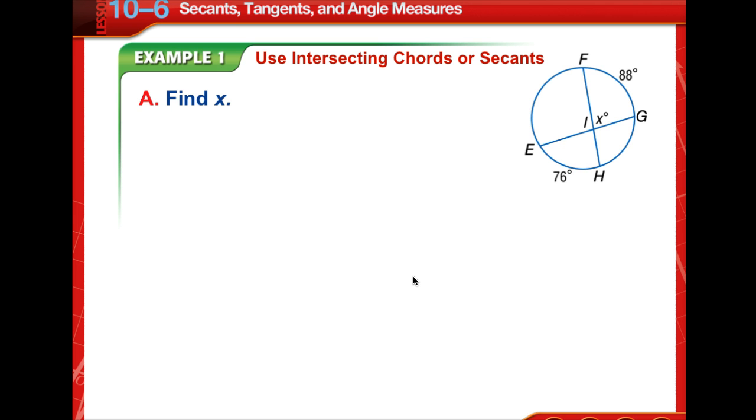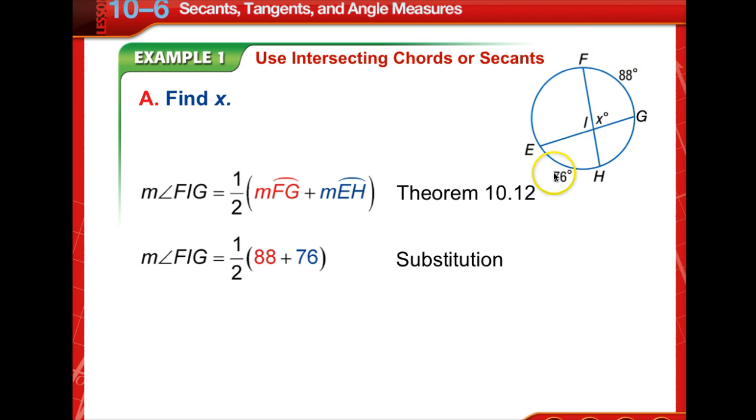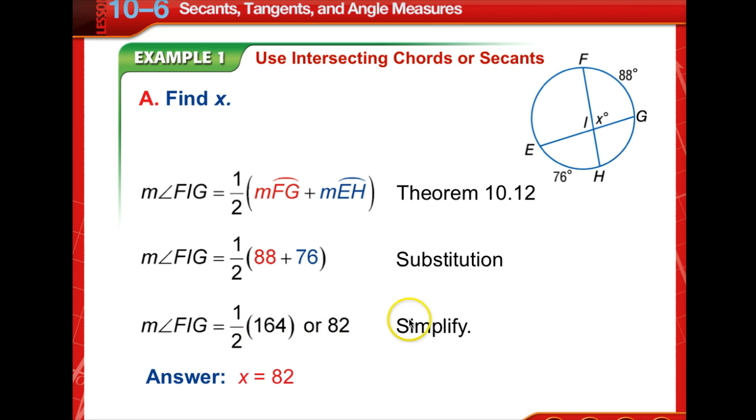So let's use what we have just learned to use intersecting chords or secants in order to find x. So we know that the measurement of angle FIG is equal to half of the measurement of this arc plus this arc. So whatever angle's formed, it's equal to half the measurement of this arc and then the other arc. We've got measurements 88 and 76, which we add together, and half of 164 is 82. So x is equal to 82.